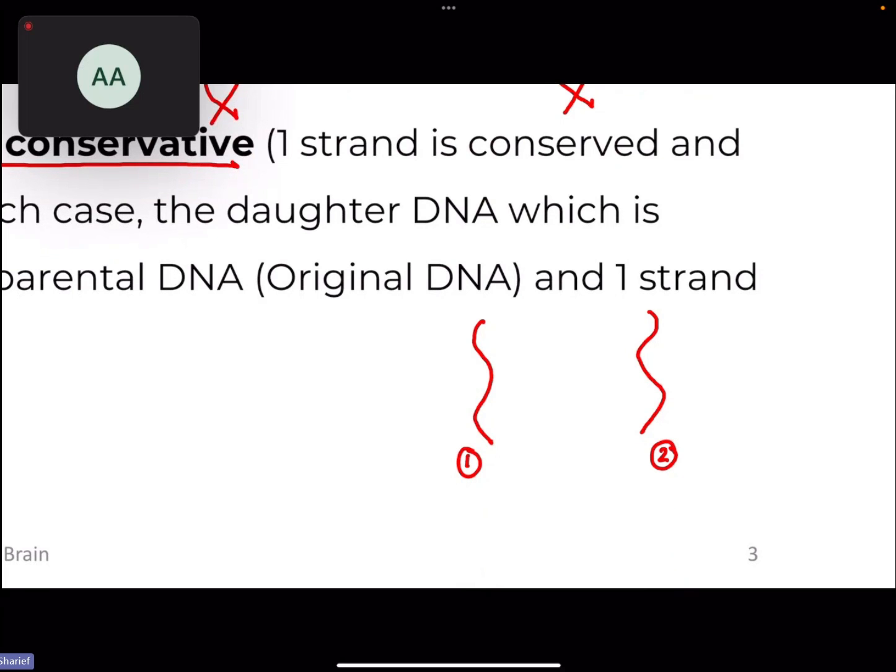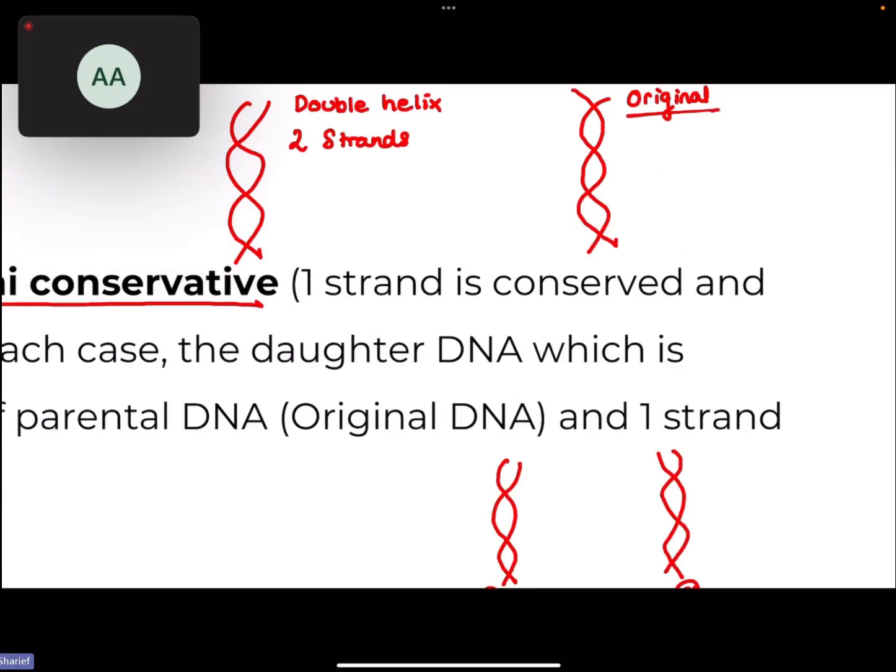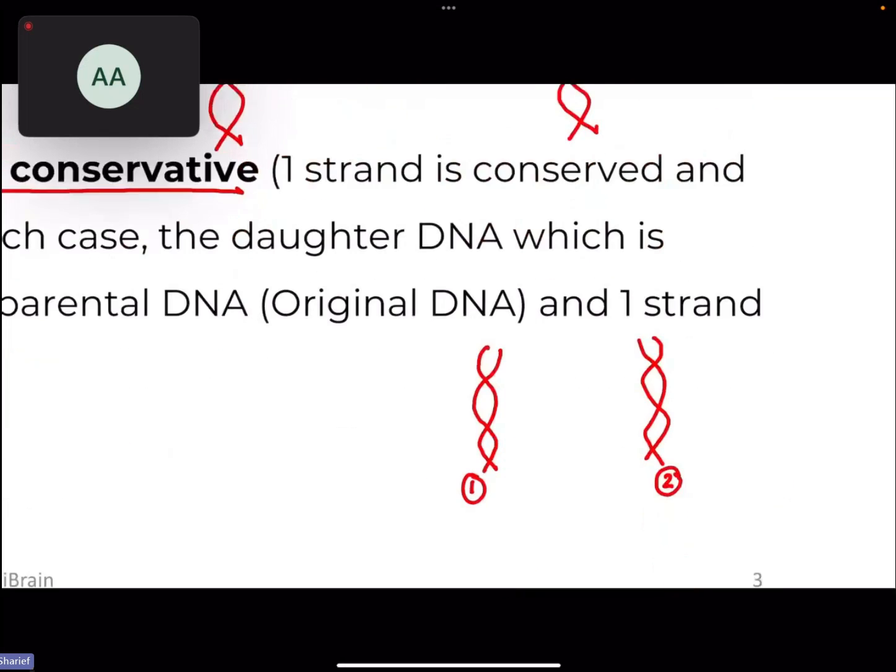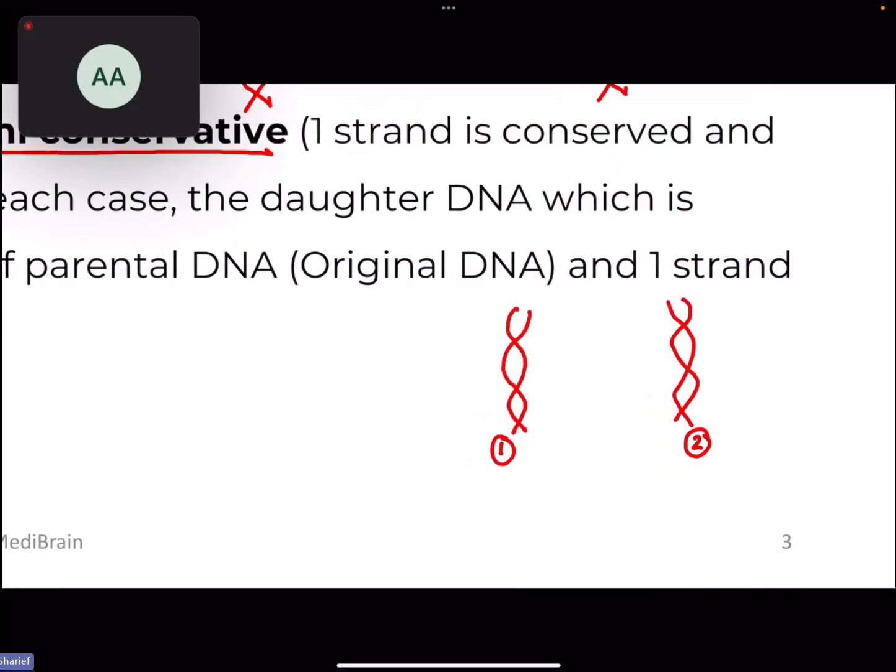Now, one will synthesize its own strand like that, and two will also synthesize their own strand like that. So now instead of one original DNA, you have two double helix strands of DNA, and this will continue to occur. So this from number one will also separate like that, and it will also separate like that.